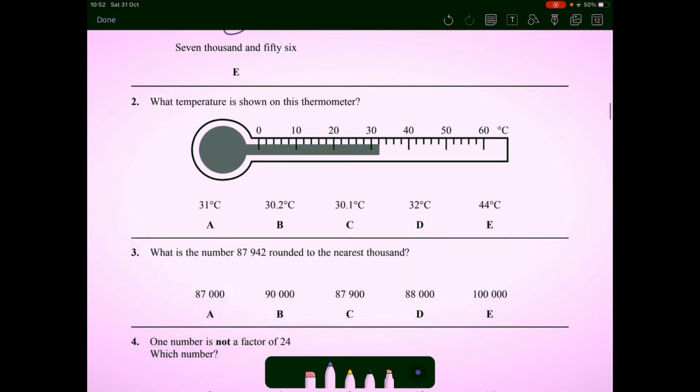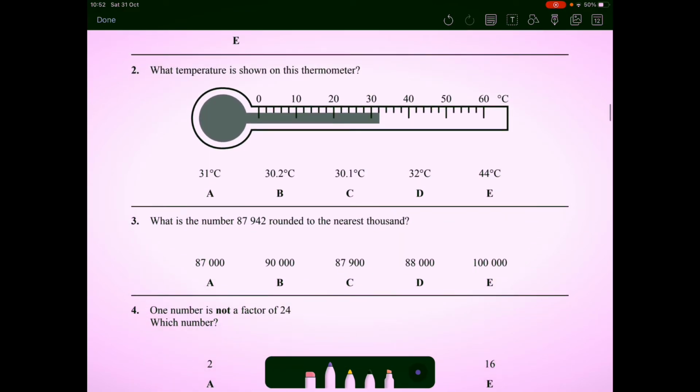70,560. Question 2. What temperature is shown on this thermometer? So we can see from 30 to 40 there are 5 little sections. That must mean each one is worth 2. So this one is going to be D, 32 degrees Celsius.